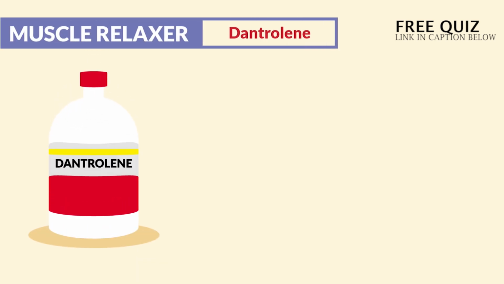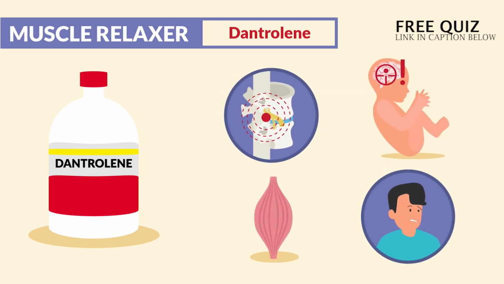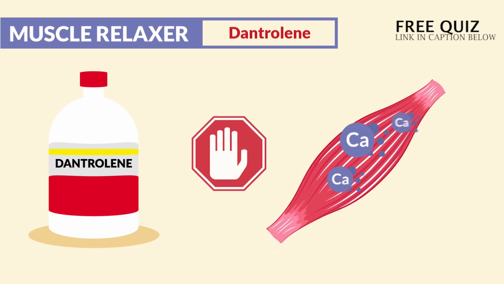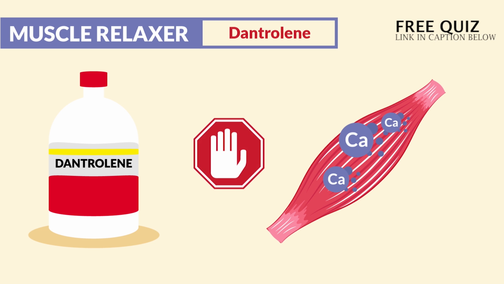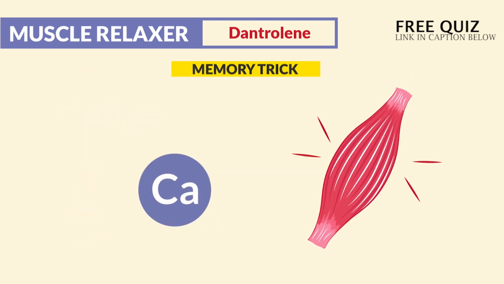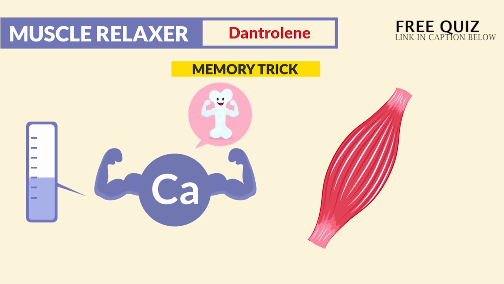Now, the first muscle relaxer is Dantrolene, given mainly for muscle spasticity, like spinal cord injuries, cerebral palsy, MS, and even stroke clients. Now, the mechanism of action is that it acts directly on the muscles to prevent the release of calcium, which in result reduces or weakens the force of contraction. So the memory trick we use is calcium contracts the muscles. So with less calcium, we get less contraction. Or you can think that calcium is hard like the bones. So less calcium, we get less hard muscles.